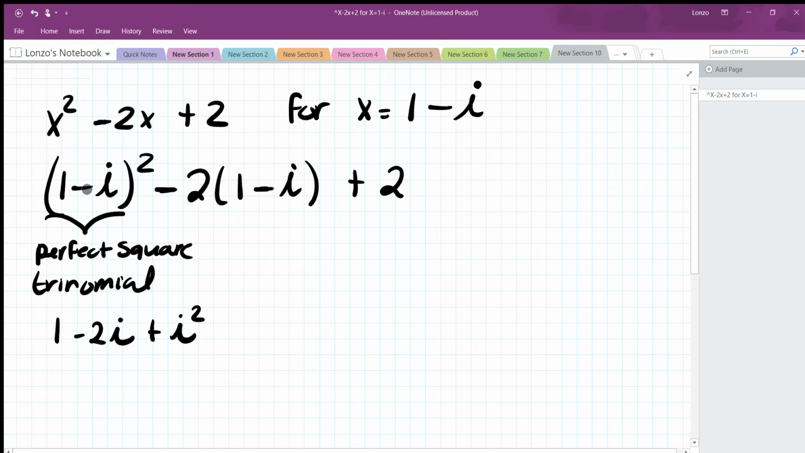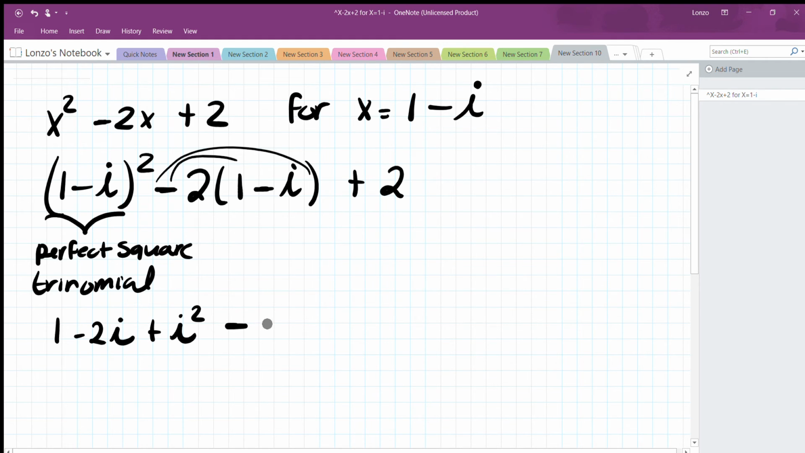This is just in case you completely forgot how to FOIL out trinomials, there's a video on that.